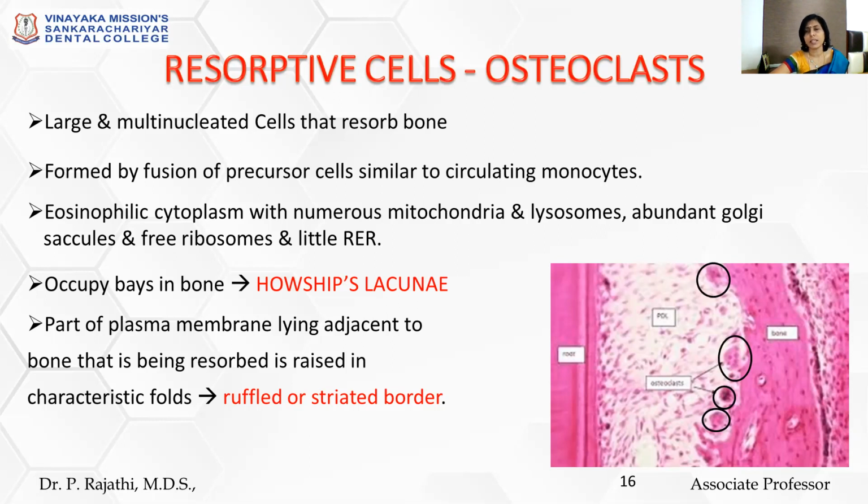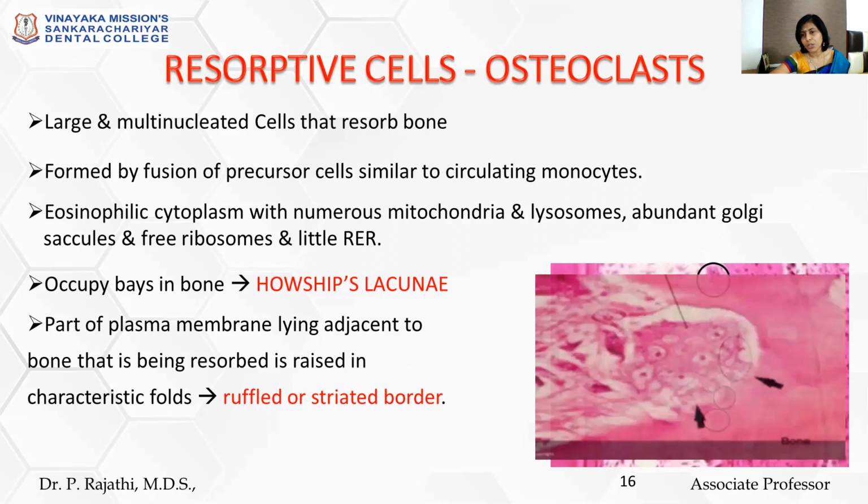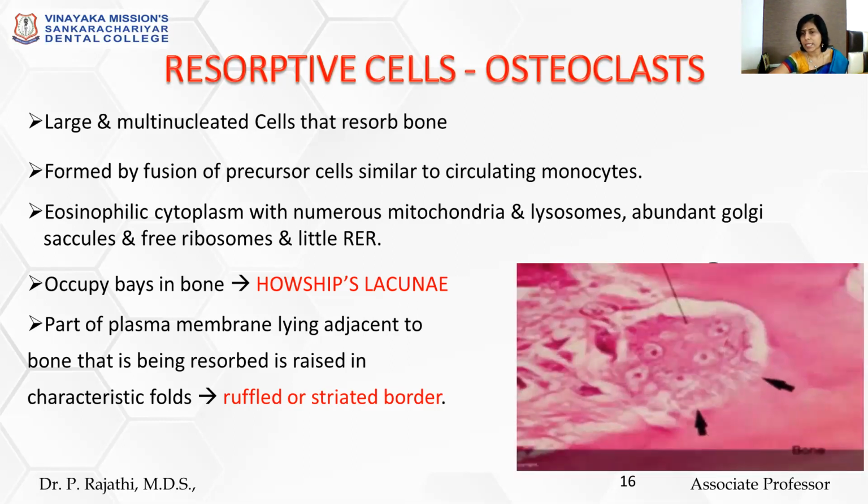and abundant Golgi saccules and free ribosomes with little rough endoplasmic reticulum is going to be present. I'm going to show a higher magnification of this osteoclast cell. If you can see, the osteoclast cell is present within a bay. This resorption bay, you call it Howship's lacunae. So the osteoclast cell usually is located within this bay-like thing, that is Howship's lacunae.